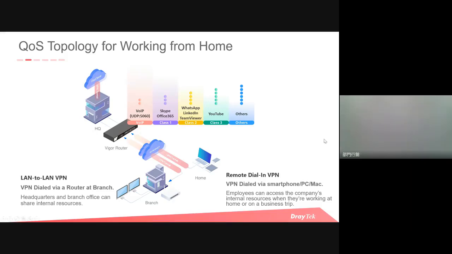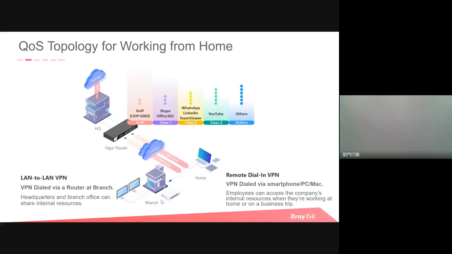So during the work from home topology, you can set up the QoS on both routers, the router in the headquarters or the router in the branch office, and both will work. And we will have a quick demo later on, and you'll know how it works.